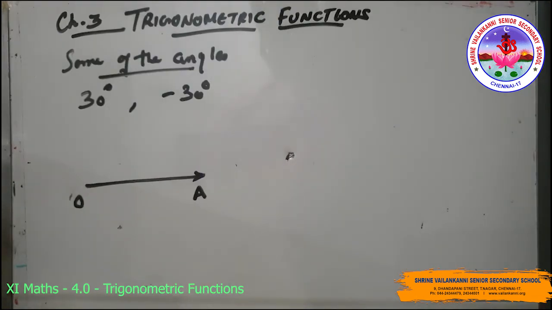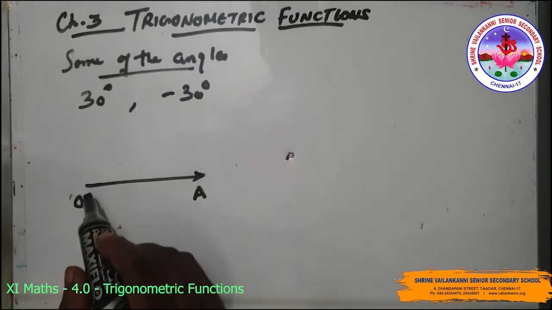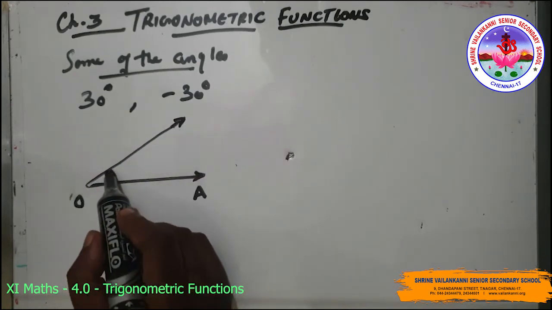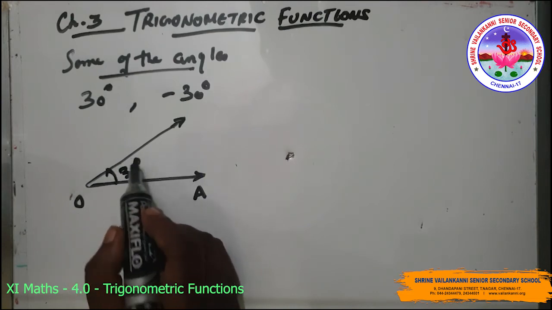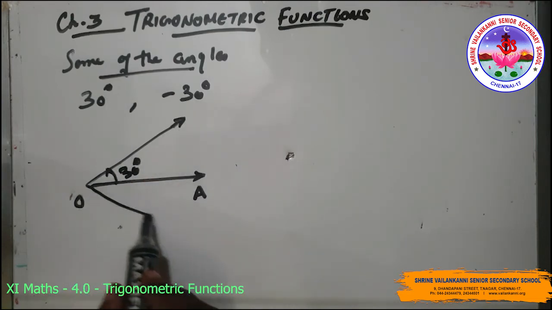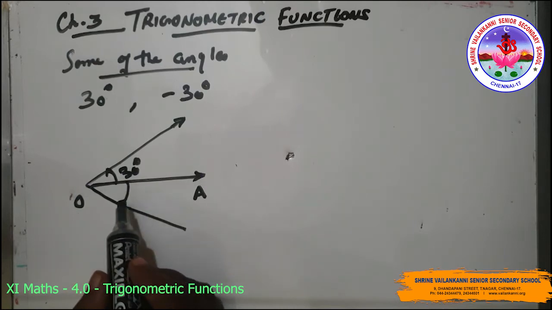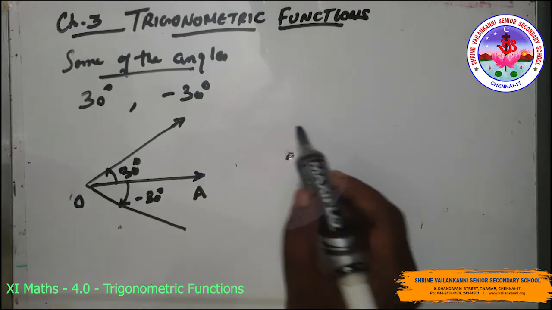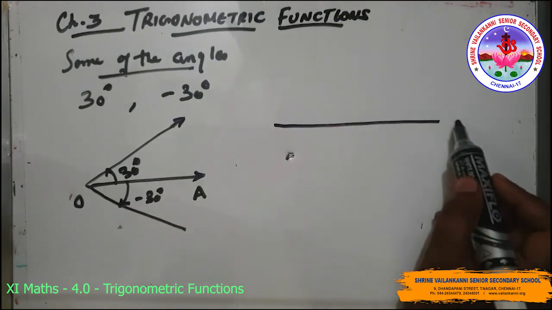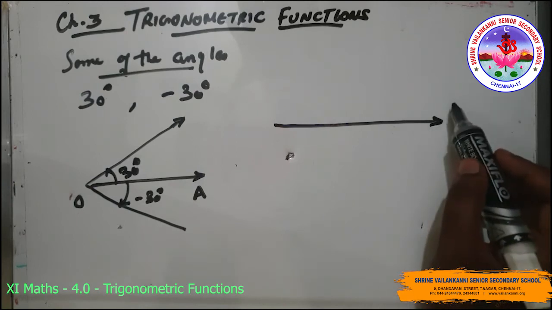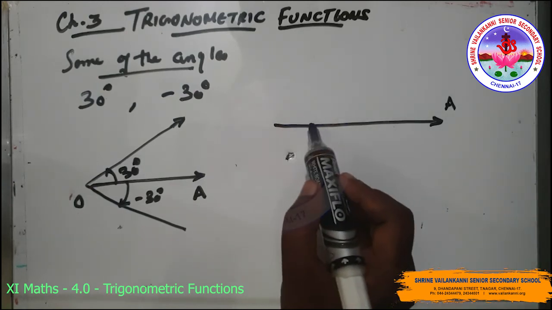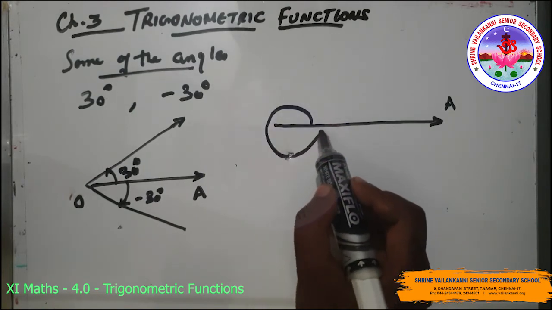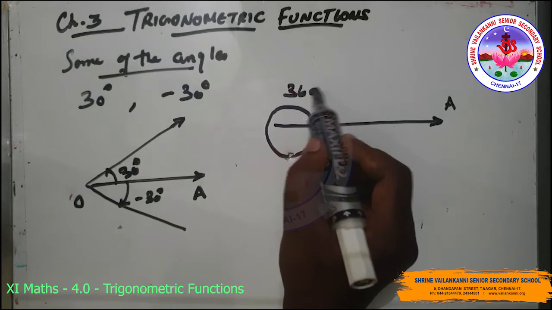Some of the angles whose measures are, so if it is 30 degree, it's a positive angle. So anti-clockwise, we have to draw anti-clockwise 30 degree. If it is minus 30 degree, it is clockwise. So if it is 360 degree, it makes one complete revolution. It starts from the initial side and ends at the terminal side. So it is 360 degree.